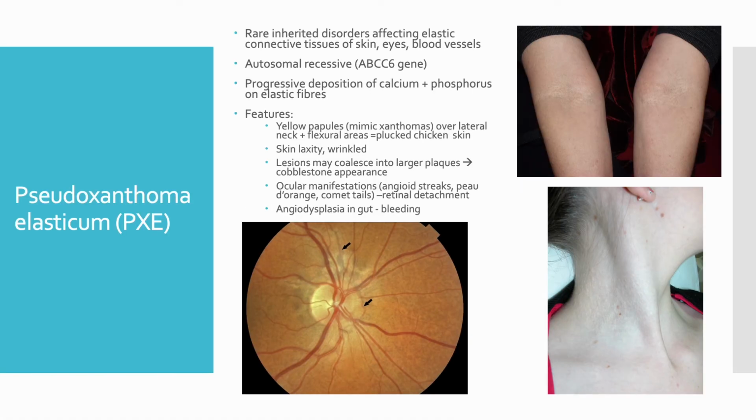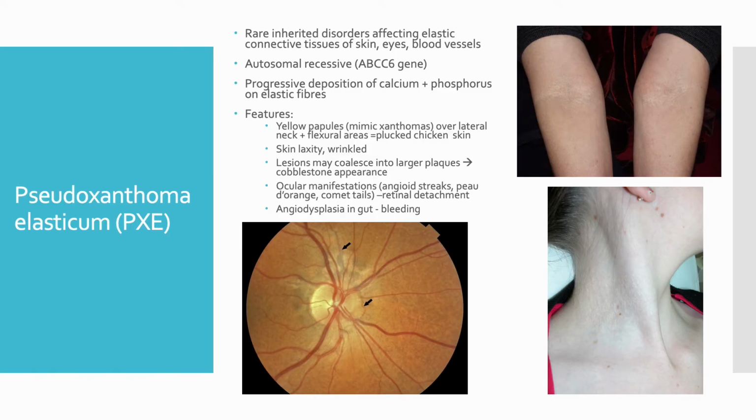Pseudoxanthoma elasticum, again, is a relatively rare inherited condition. This time it's an inherited condition of elastin. It's an autosomal recessive disease, and the gene encoding for this has been identified. It leads to progressive deposition of calcium and phosphorus on elastic fibres, which alters their function and allows the elastin to rupture more easily.